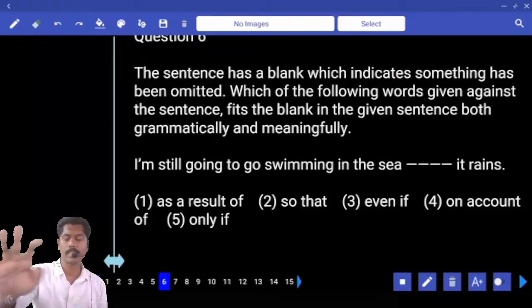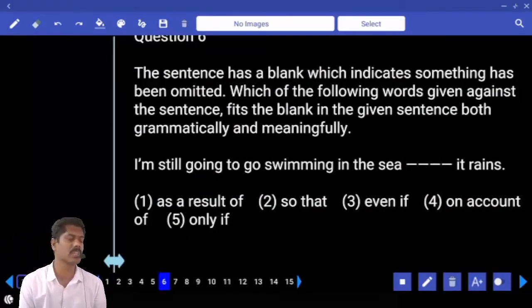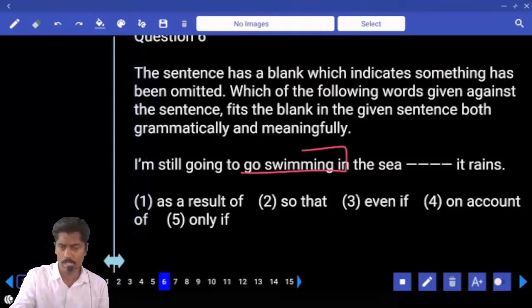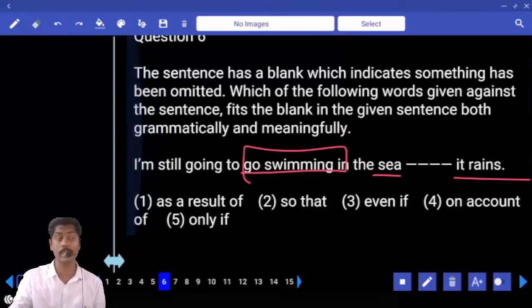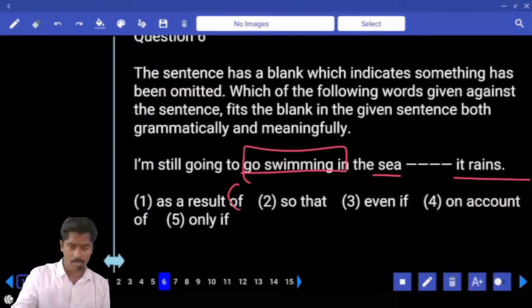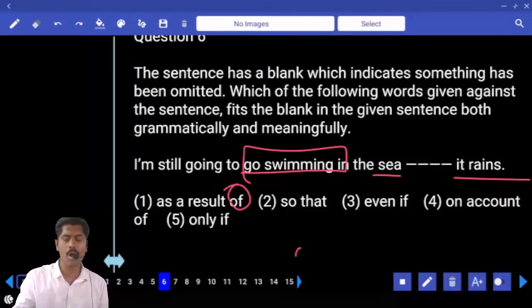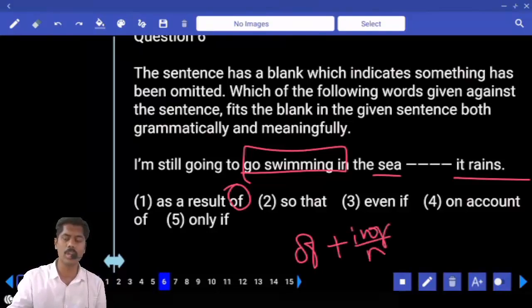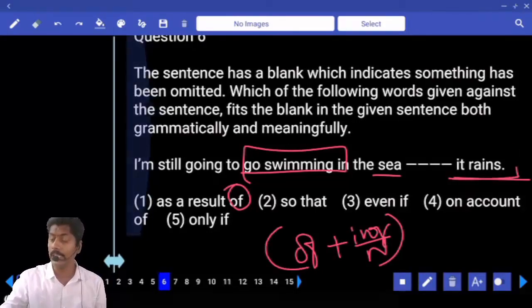Now fill in the blanks. Single fillers. A sentence is given, a blank is given within it. I'm still going to go swimming in the sea, dash, it rains. Options: as a result of. If of is there after a preposition, what do I need? I need ing or noun. But here directly it rains.